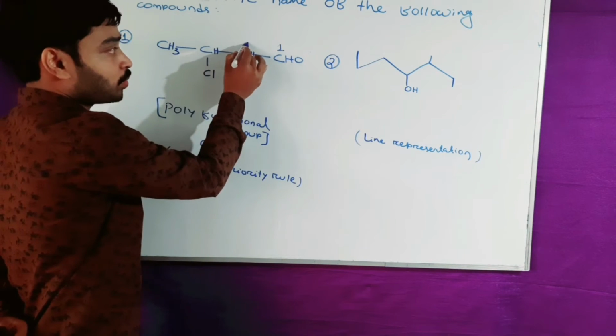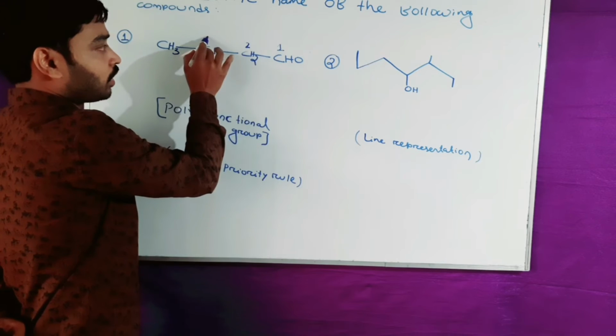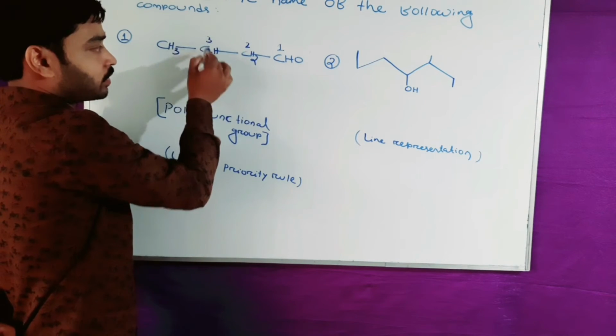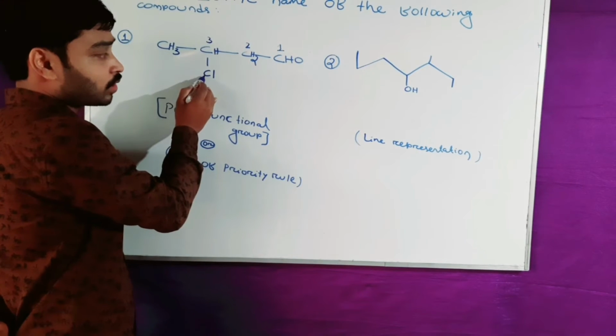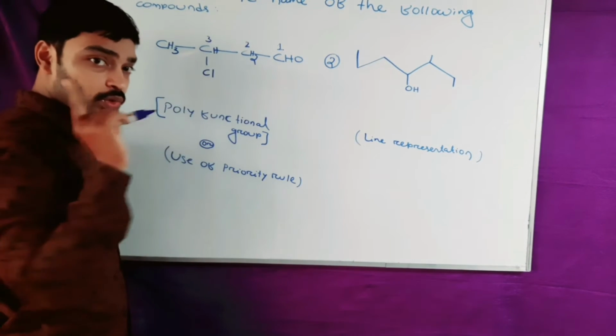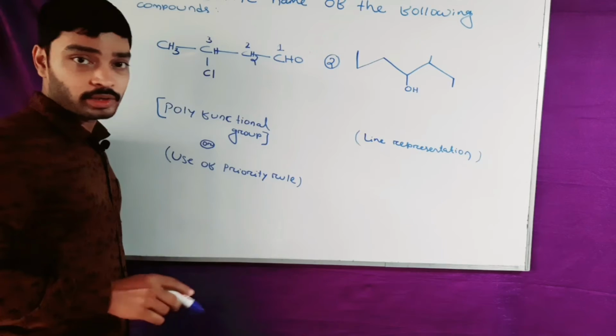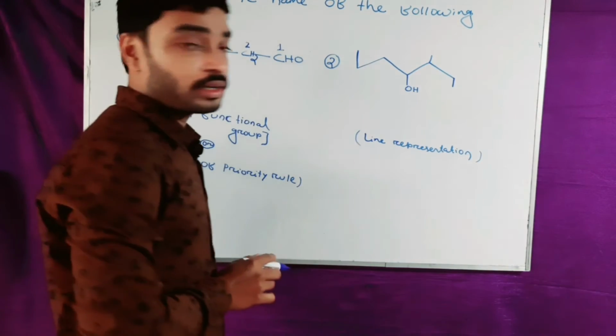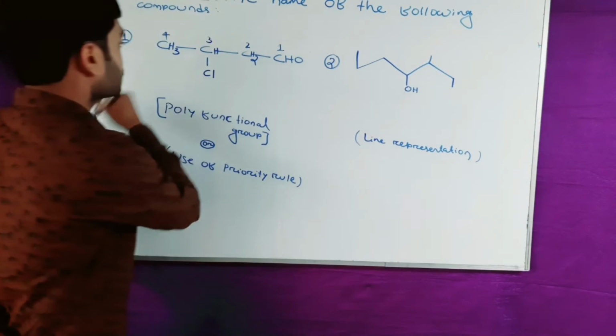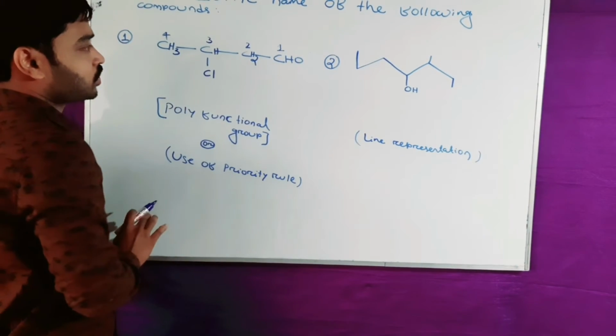And next moving to the second carbon, and now moving to the third carbon, but we will not give numbering to the halogen because it does not carry carbon. We always number the carbon atoms in the hydrocarbon chain. And moving to the next part, that is the fourth carbon, and it is the CH3 part. We have numbered the structure.